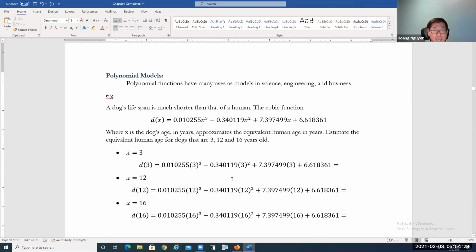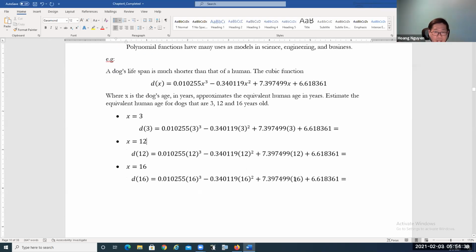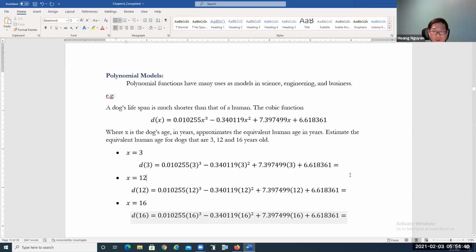So this is the application. In this case, we're using the polynomial function given, and we just evaluate it with some given values of the input x. You're going to use your calculator to find the answer for the function with the given values 3, 12, and 16.